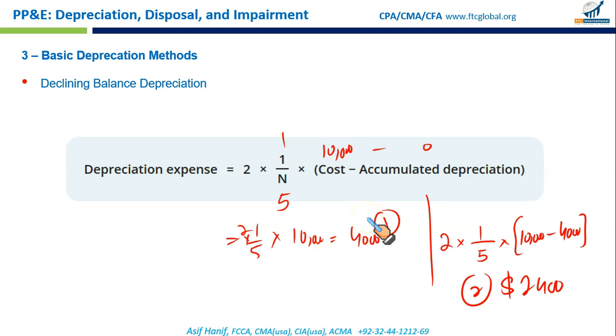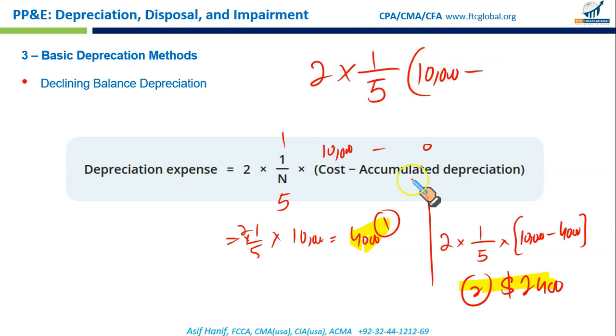Now let us see what is the depreciation in the third year. So this is the depreciation expense for year 1, 2. Let us calculate for year 3. So for year 3, same, 2 into 1 over 5 times cost stays the same. And accumulated depreciation is 2,400 plus 4,000, that is 6,400, right? And then that's what we get, 1,440. This is the depreciation for the third year.